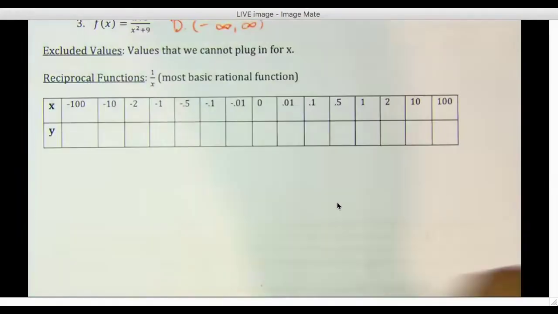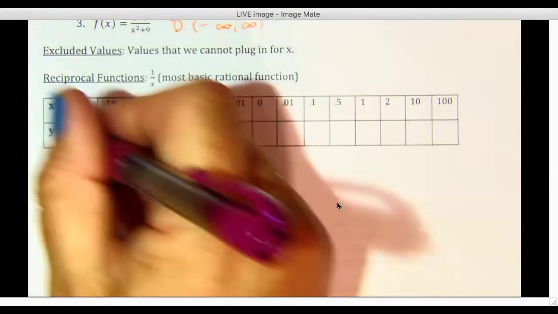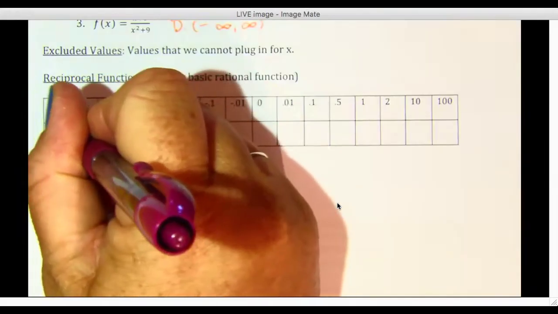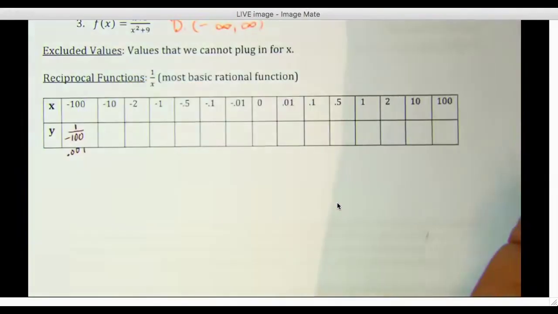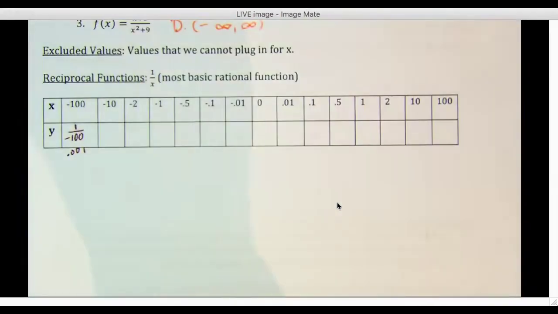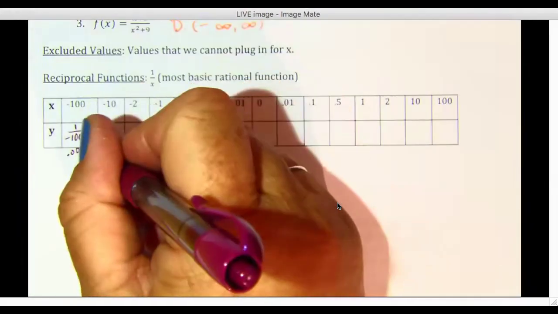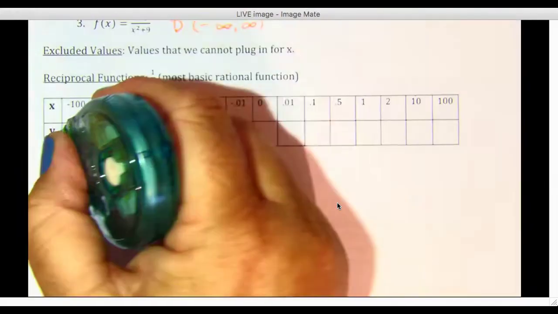All right, so this next part here, we have our most basic rational function, 1 over x. And if I were to plug in negative 100, I would have 1 over negative 100, which would be negative 0.01. Okay. And then if I plug in negative 10, 1 over negative 10 would be negative 0.1. Oops, I had one too many zeros here.